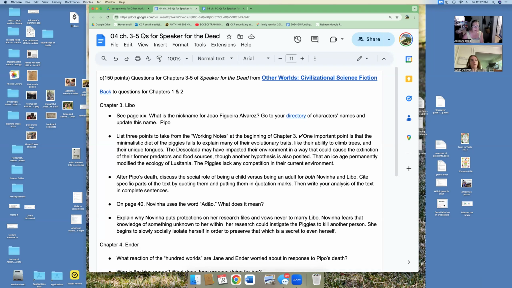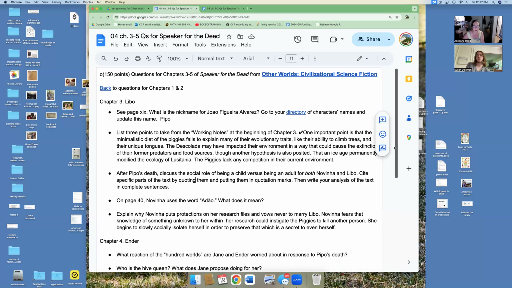Being a child versus being an adult for both Novinha and Libo. In this case, you want to find specific passages in the text. Which chapter? It's chapter 3. Oh, so I should be rereading chapter 3? Right. And so one of the things that I want to teach you to do is close textual analysis. That's why I read that passage on Jane. There's the pleasure of reading the book, but it's a very dense book.